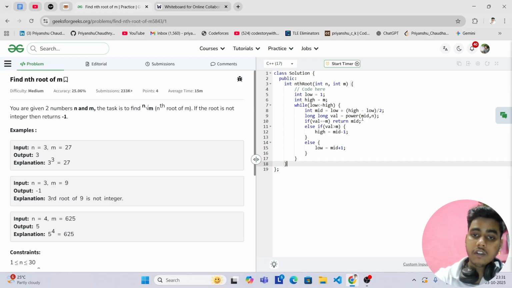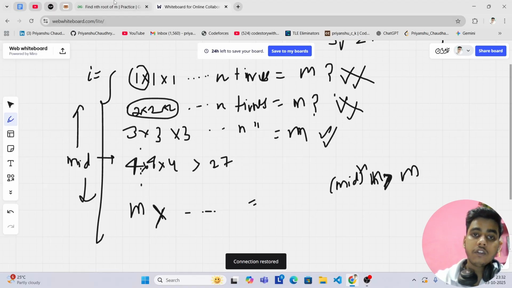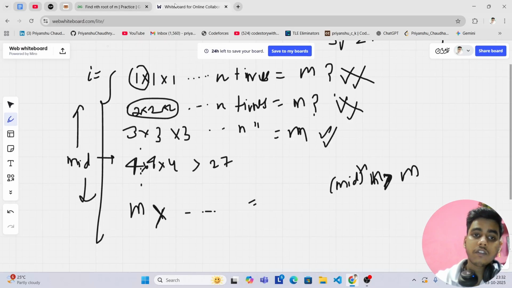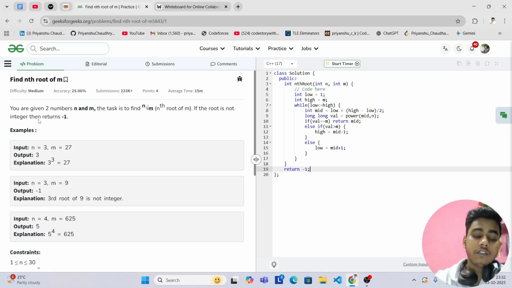And at last, if nothing returns, I can say that I have not found any root here. It means the root is obviously not integer. So if any integer from 1 to m does not give us the answer, it means there is a double value or floating value that will be our answer. But in that case, we have to return minus 1. So if nothing returns, I will return minus 1.